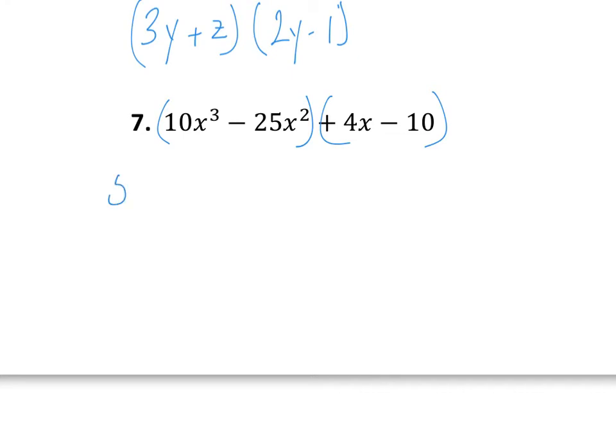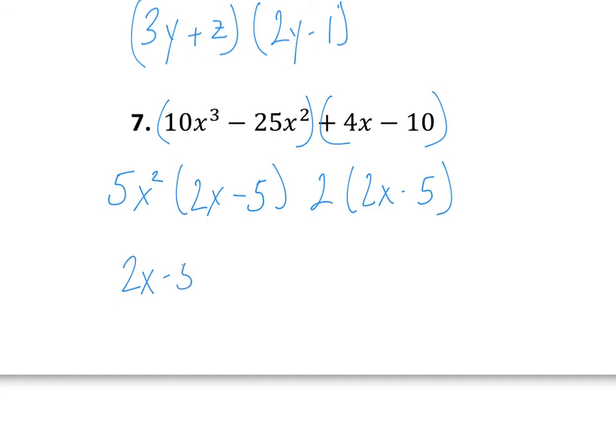Greatest common factor here, 5x squared. Okay, factor it out. This turns into 2x minus 5. Alright, over here, greatest common factor of 4 and 10. Probably going to say that that's 2. And let's see what we get. 2x minus 5. Yep, our binomials match up. Everything's good. 2x minus 5 goes here. 5x squared plus 2.